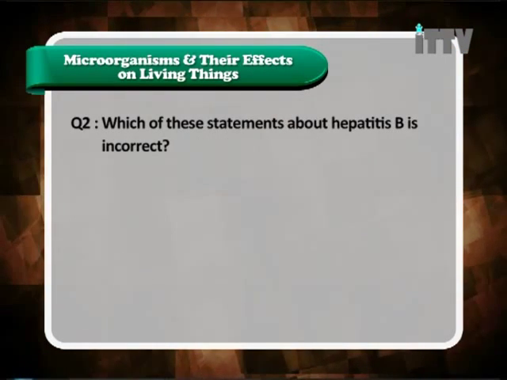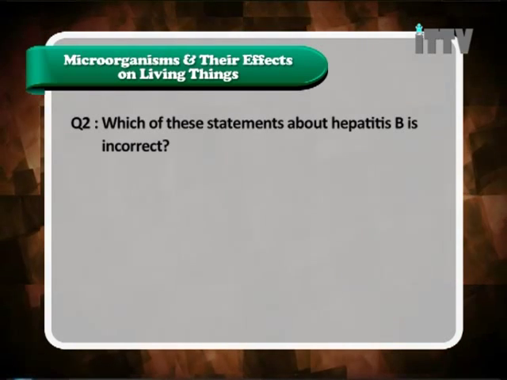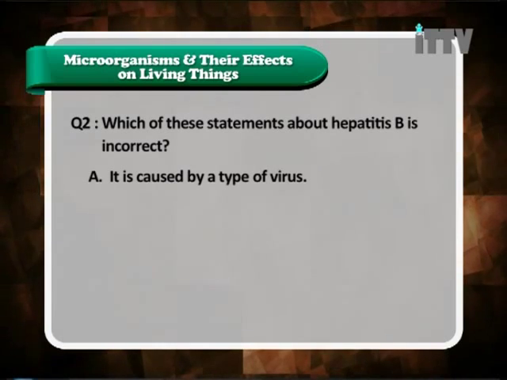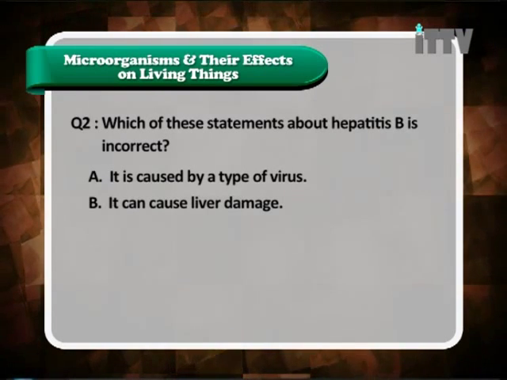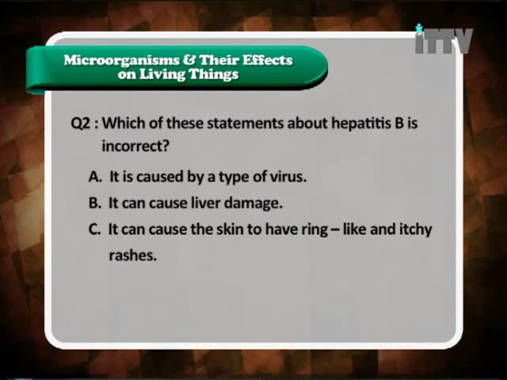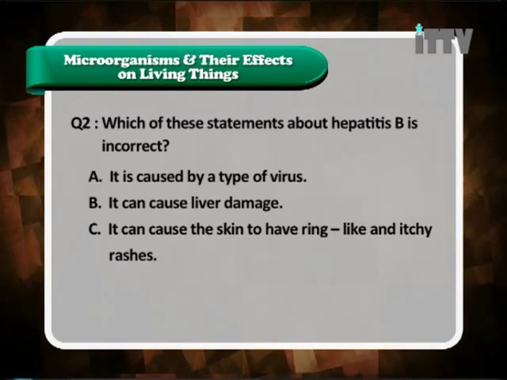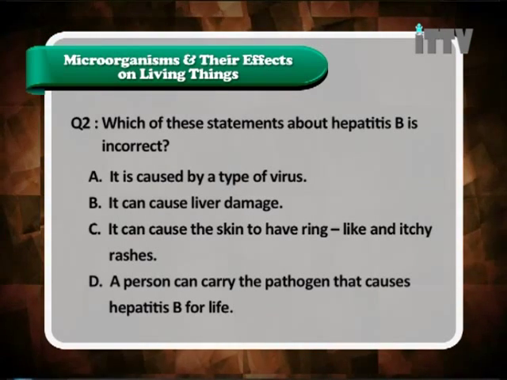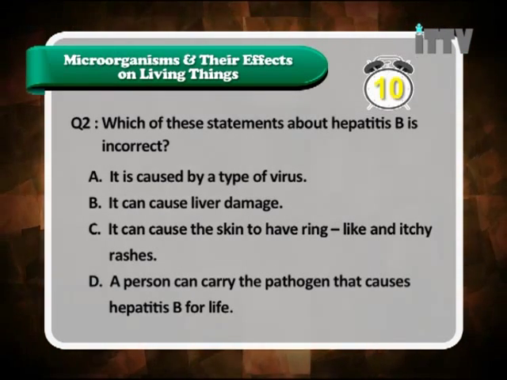Question 2. Which of these statements about hepatitis B is incorrect? A. It is caused by a type of virus. B. It can cause liver damage. C. It can cause the skin to have ring-like and itchy rashes. D. A person can carry the pathogen that causes hepatitis B for life.